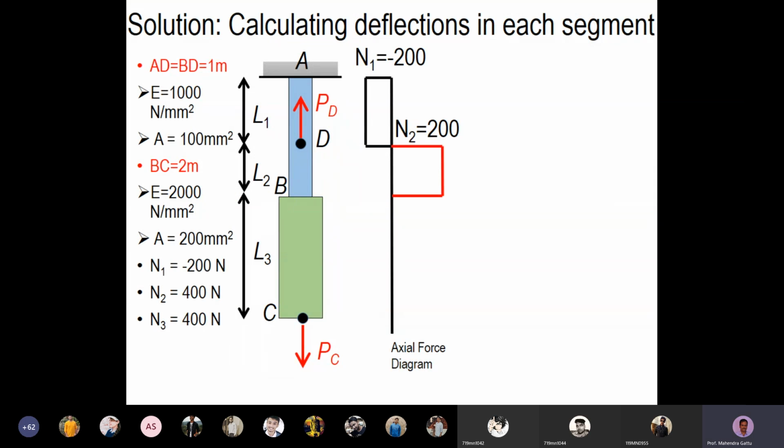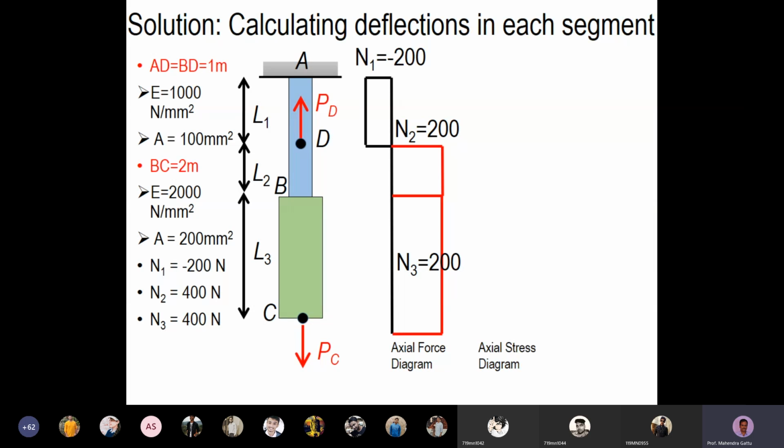I hope I have rectified those errors here. So N1 value here was minus 200, N2 value is 200, and N3 value is also 200. This part is shown in black color, and it is a negative value, minus 200, which is a compressive force. In segment BD, we have a tensile force, so it is shown as positive, in red color, on the other side of this line. And N3 value is also constant 200, acting on the other side of the line.